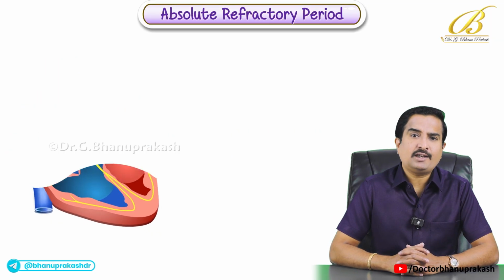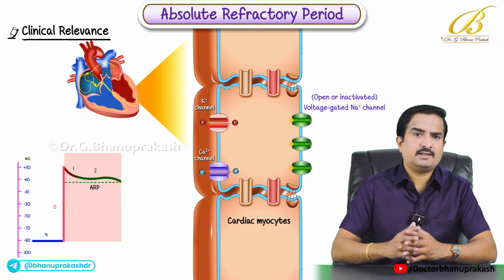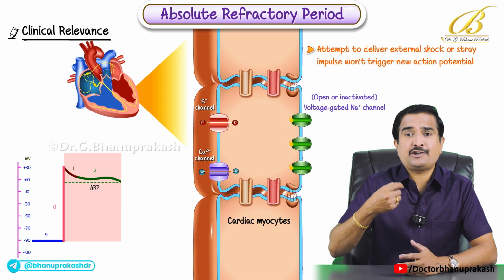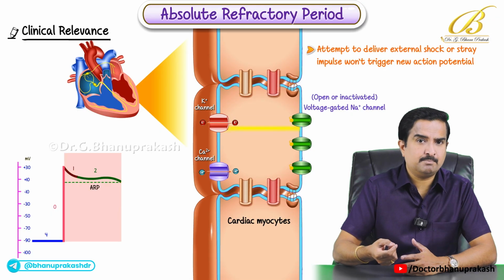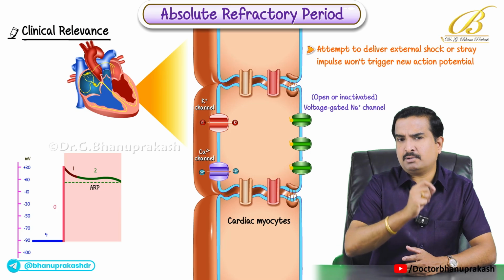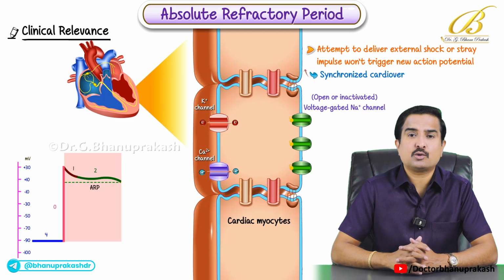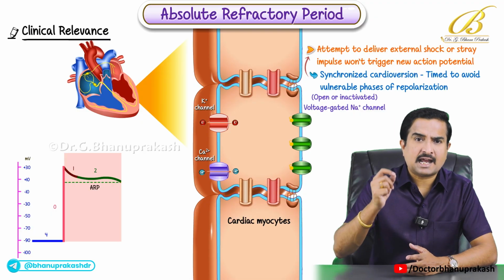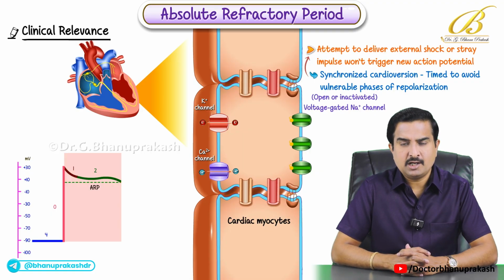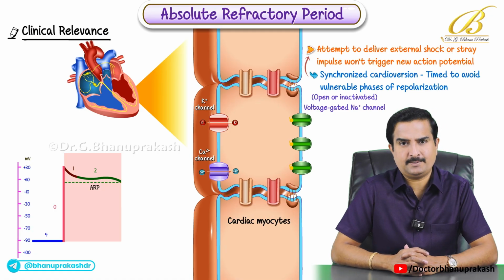Now, what is the clinical importance of this period? Remember, guys, that during this absolute refractory period, any attempt to deliver an external shock or stray impulse won't trigger a new action potential. This is one particular reason why certain forms of external stimuli, like synchronized cardioversion, are timed to avoid hitting the vulnerable phases of repolarization. So I hope you have understood what is called the absolute refractory period.